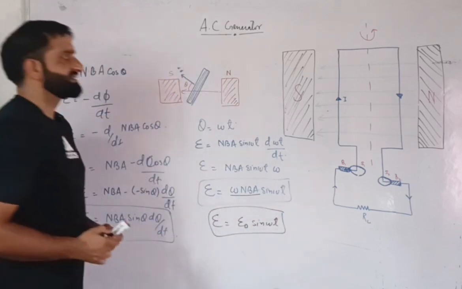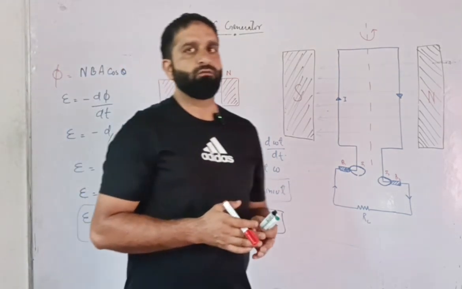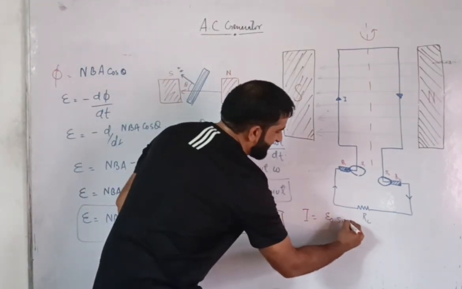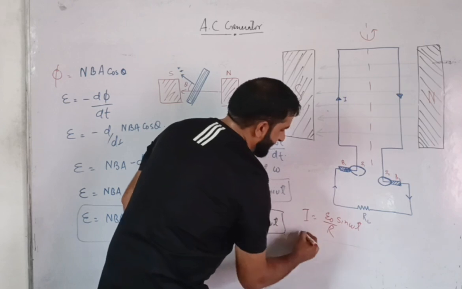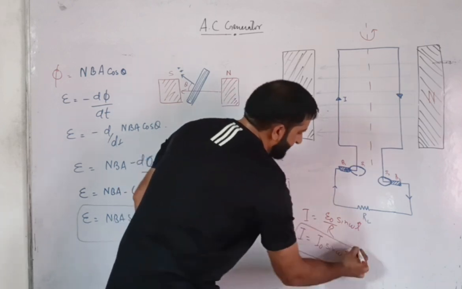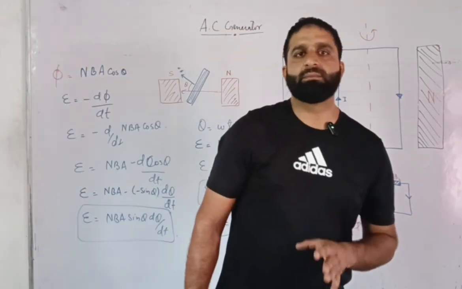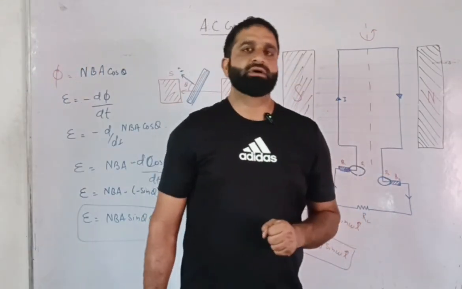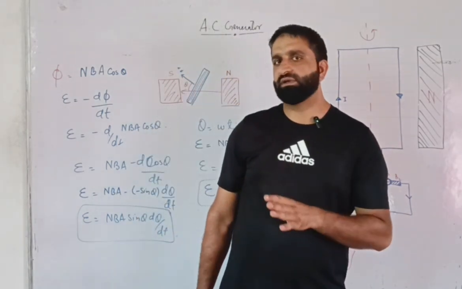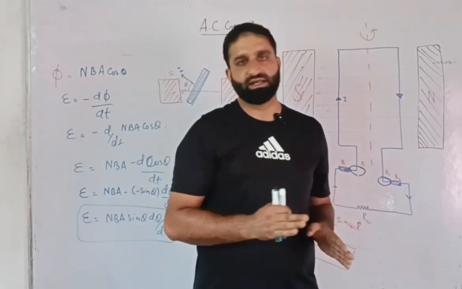If we want to know the current, as per Ohm's law, current is the ratio of the voltage and the resistance. So current I will be equal to E0 sin omega t divided by R, and that is equal to I0 sin omega t. Now this generator or alternator is a device that converts mechanical energy into electrical energy, and the working is based upon Faraday's law that when the flux linked with the coil changes, an EMF is induced in the coil.